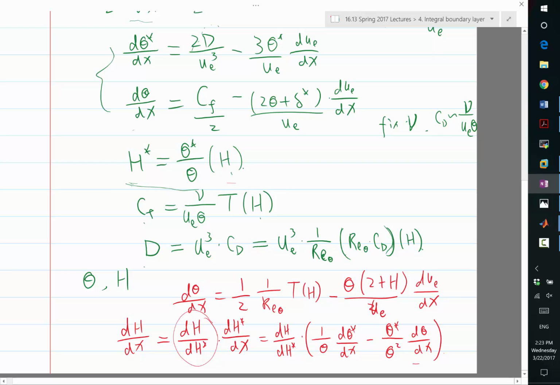So d theta dx we already have a closed formula for, and d theta star dx has a formula that we just derived from the energy equation. The only unclosed term in d theta star dx is actually this D, which again we model as a function of H by looking at the Falkner-Skan family of solutions.